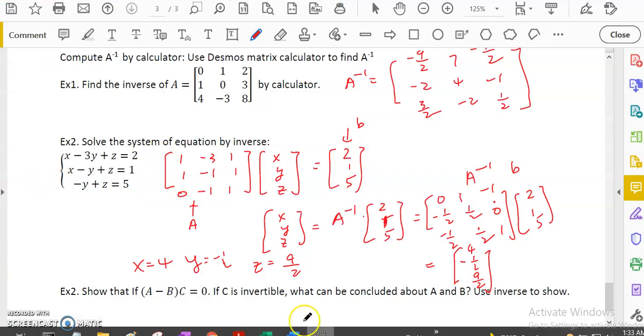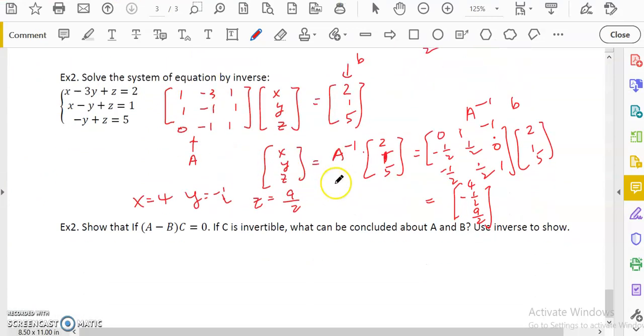That's actually the use of it, so if you have the calculator, it's very easy. The last one we're going to talk about in class, let's try to do it. If A minus B times C is 0 and C is invertible, what do you think A and B are? So what you can do is, if A minus B times C is 0, you can multiply C inverse on this side, 0 times C inverse on this side. So this becomes I. So A minus B will become 0. And if that is the case, A equals B.